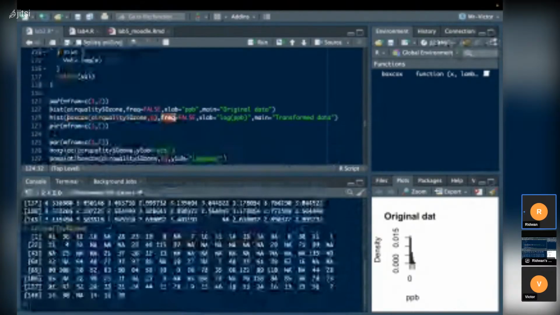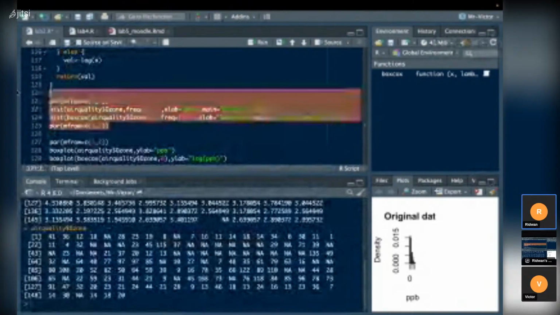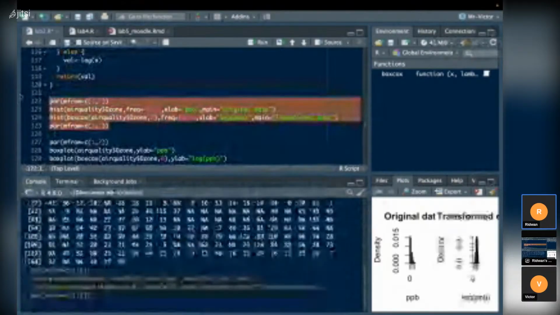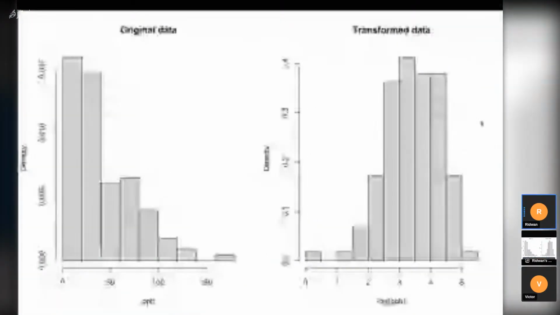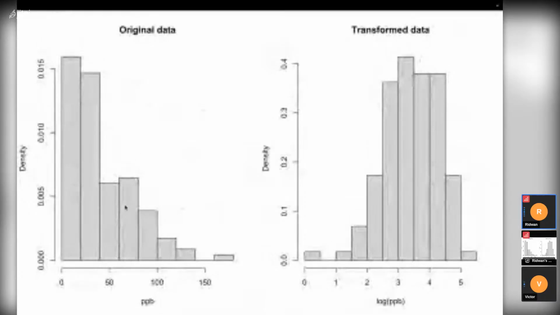Okay, then frequency is equal to what? False. Also, now I can see the xlab. This is the title of the xlab, log PPB. Then main is equal to transformed data. So when I run this now, you can see what we have. This is the transformed data, and this is the original data. So all those that were zero, low before, have already become high. That zero is what is in that formula, right?